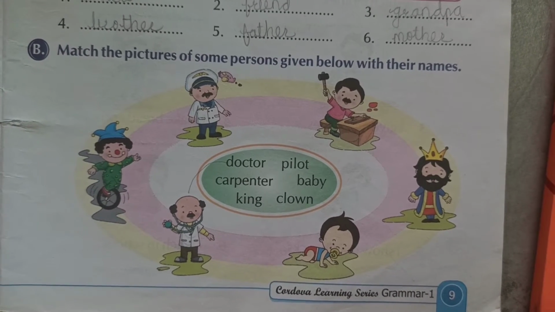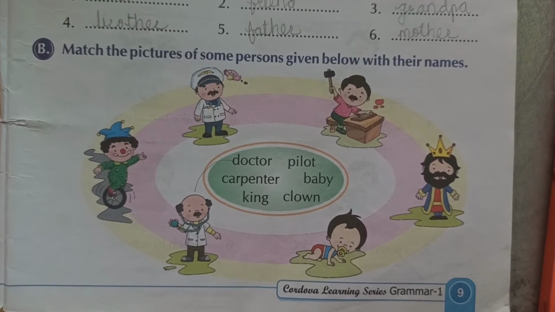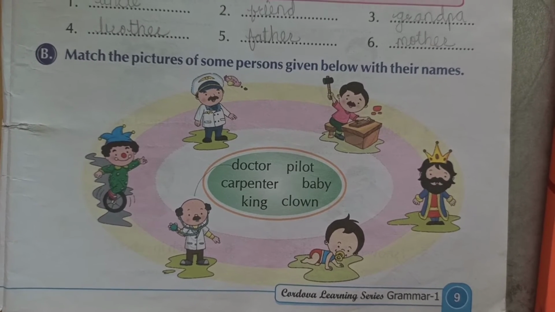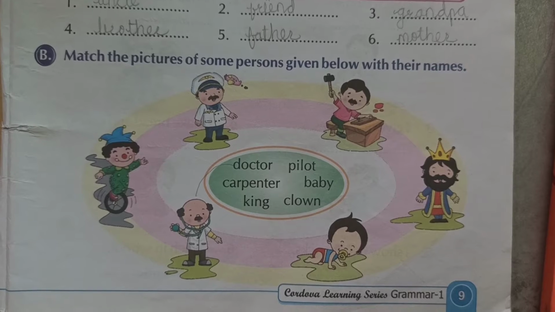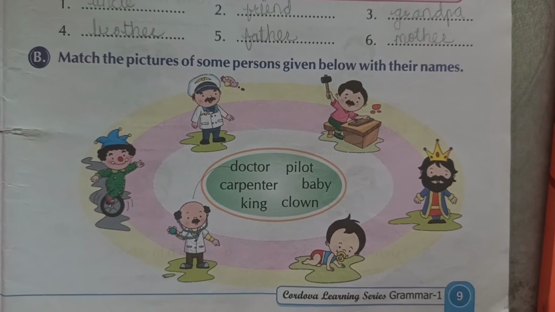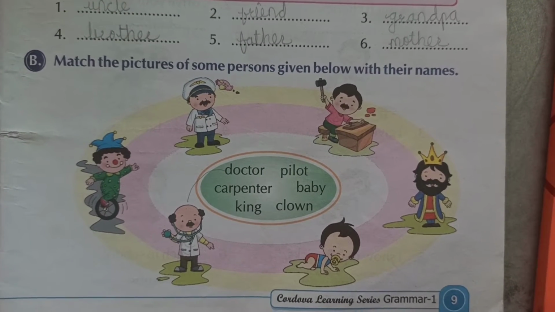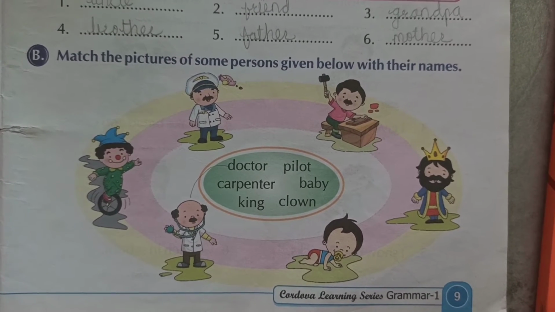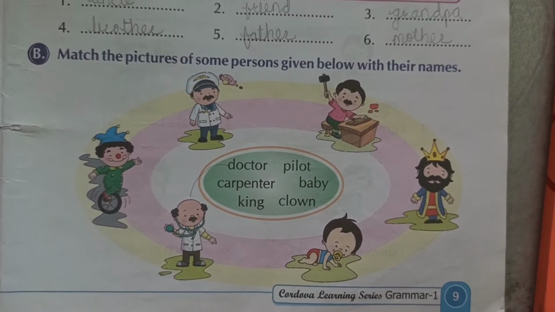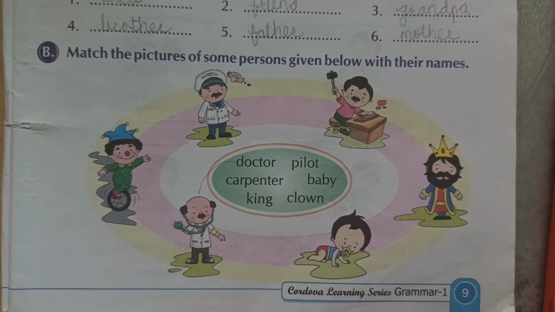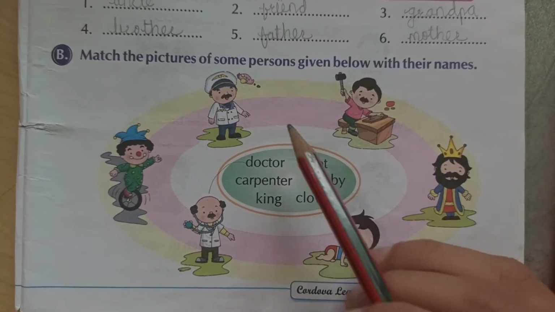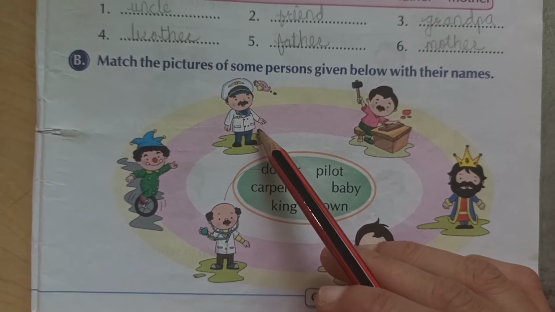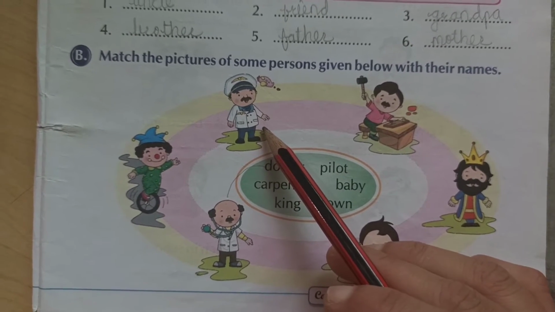Can you see this picture, students? Yes. Here is a picture which is showing many people or many persons. So, all these persons are doing some type of work for us, and according to their work, they are given the names. So, can you see this? Who is this? From the clothes, can you identify?